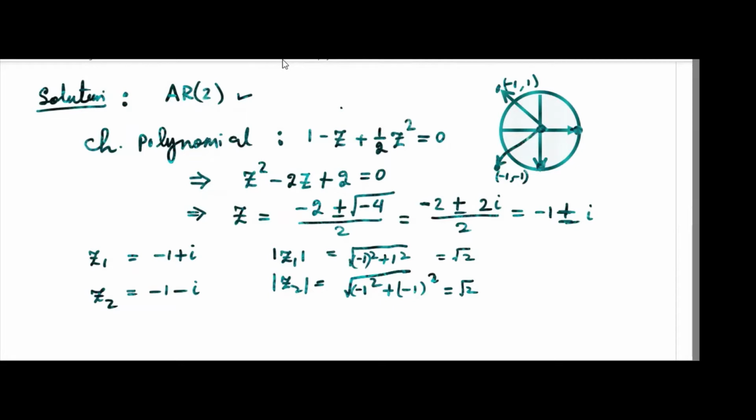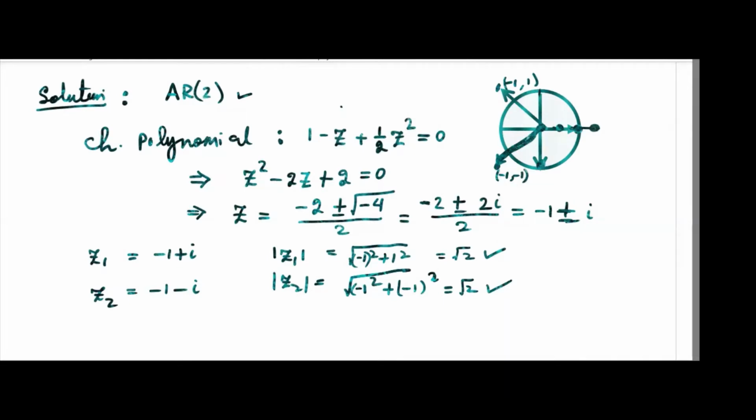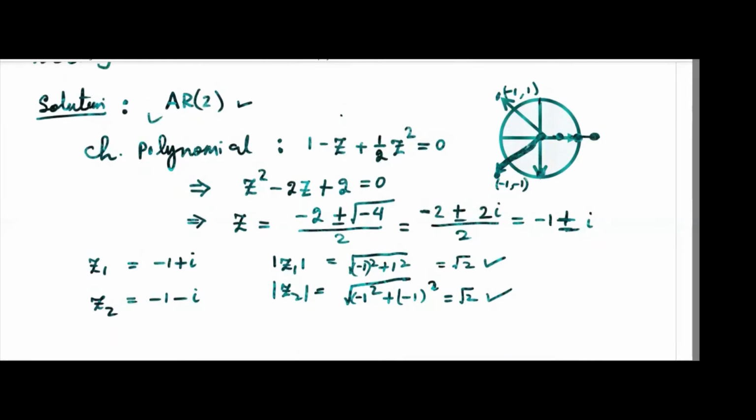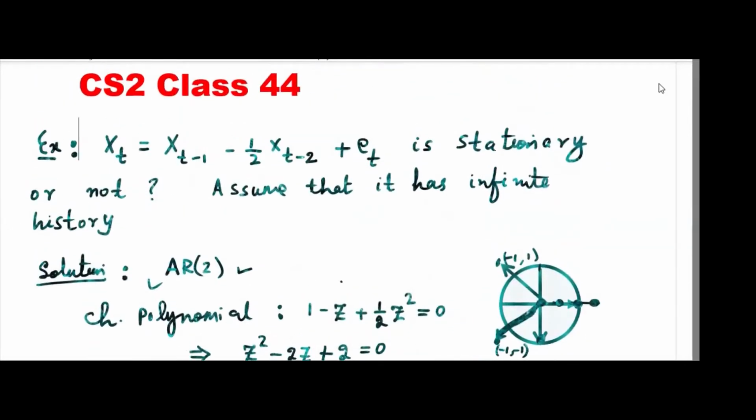Modulus means what? The distance from the origin in complex numbers. The real numbers are here on the x-axis. You can write 1, 2, 3, and the imaginary numbers here. This way you get a stationary time series AR(2) here. Okay, let me go to another example.